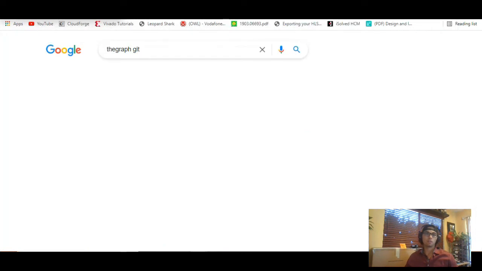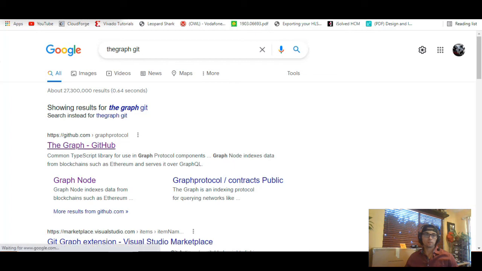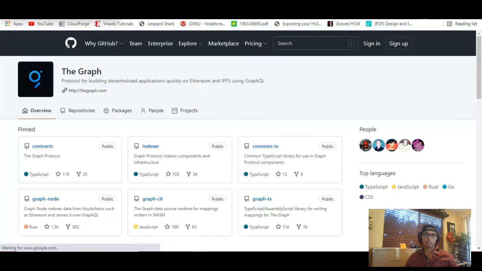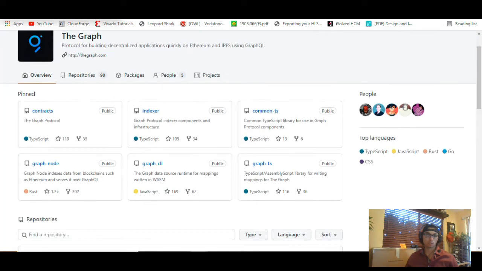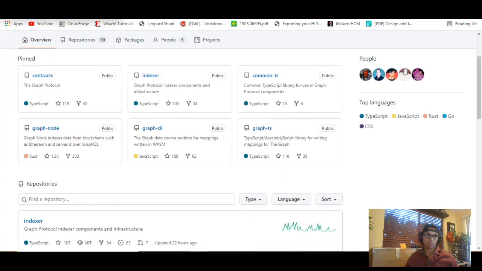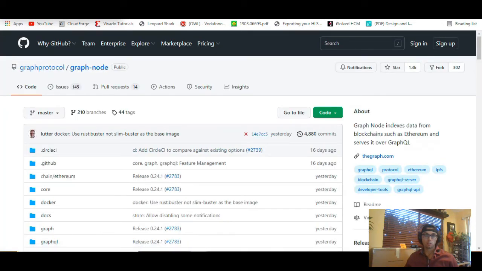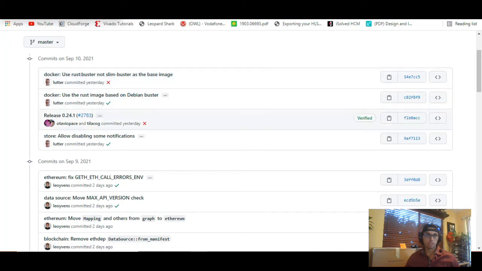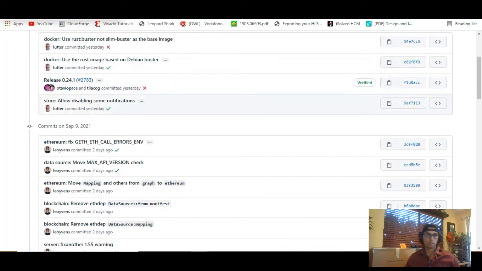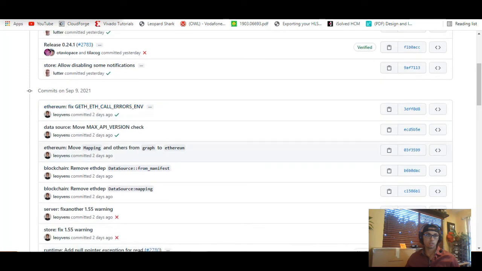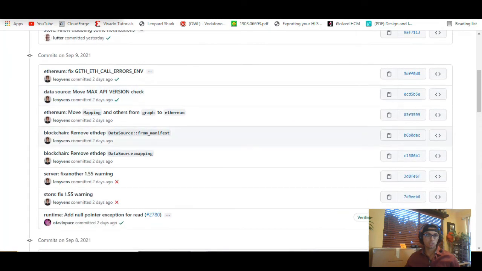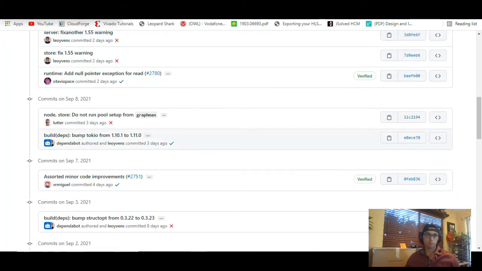Git, again, they have lots of updates, which is good. I always see updates here. Let's just look at the graph node here. What commit was made yesterday? Looks like a commit got pushed there. So 2 days ago, a day ago, a lot of updates.